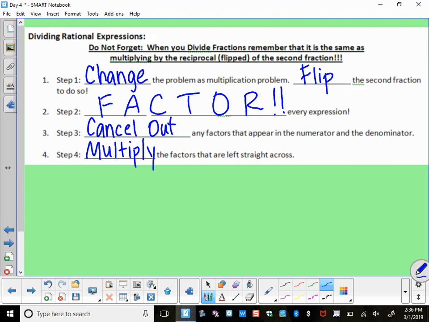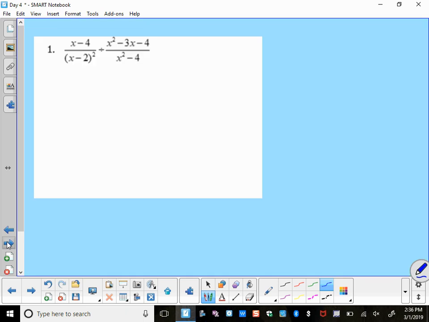Okay? So, what I want you guys to write is what I write. On top of the first fraction, I want you to write a K for keep, K-E-E-P. In the middle, I want you to write a C for change. And then I want you to write an F for flip. We are keep, change, flip. That's what we're doing to solve dividing of fractions.